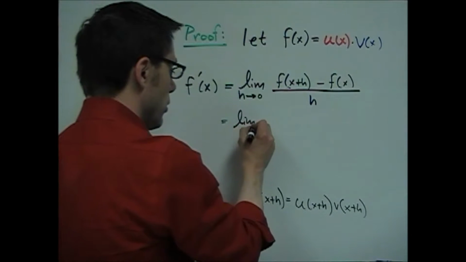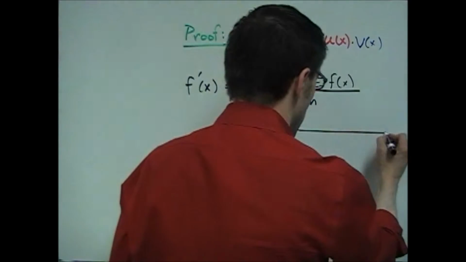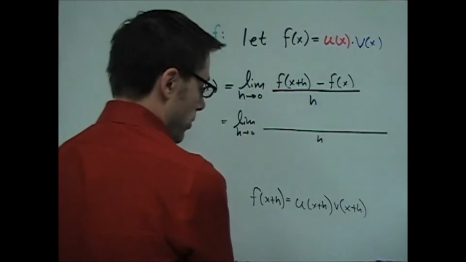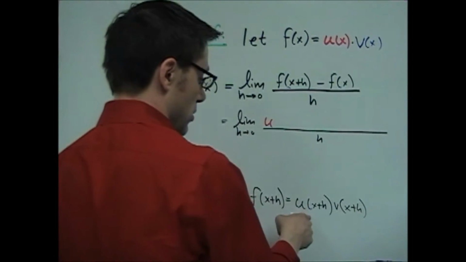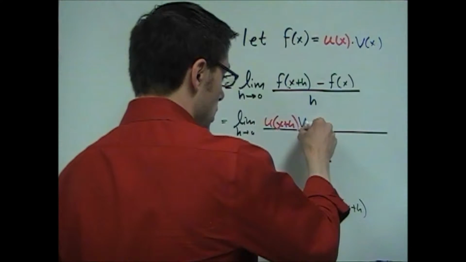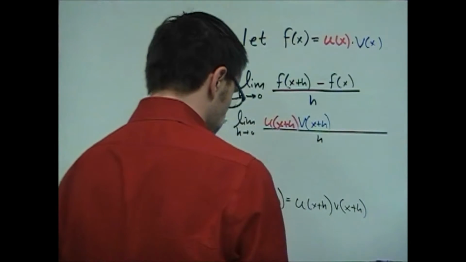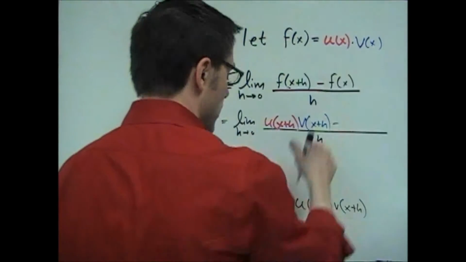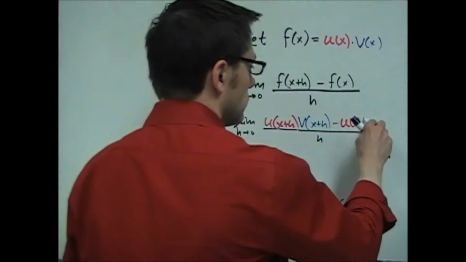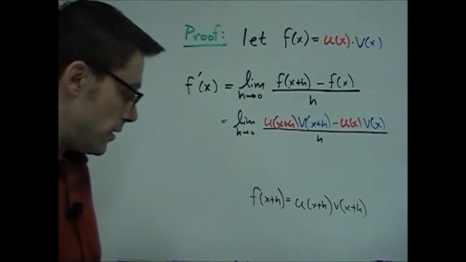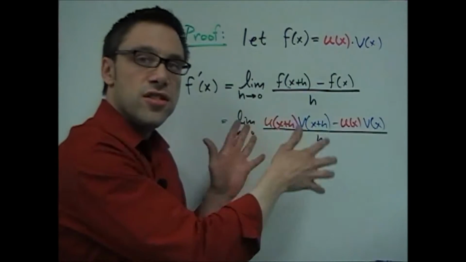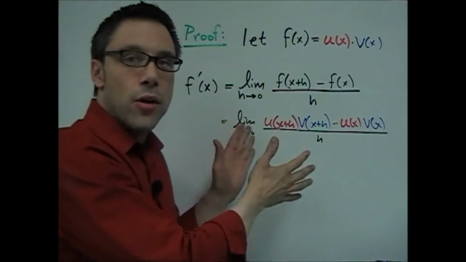So when I do that, I get the limit here as h goes to 0. I have a big difference quotient here. And up here on the first part is going to be f of x plus h, which again we saw is given down here. This is u of x plus h multiplied by v of x plus h minus f of x, which is u of x, v of x. Great. Okay, so now what I'd like to do is massage this a little bit so that it works out in the way that I'd like.